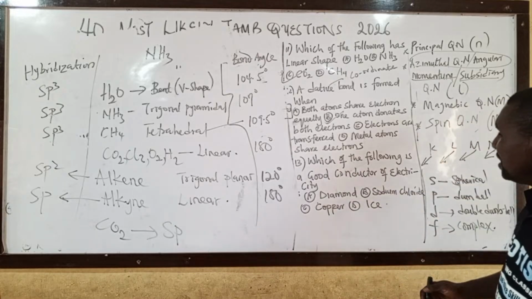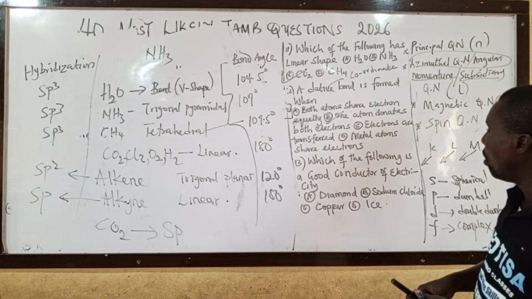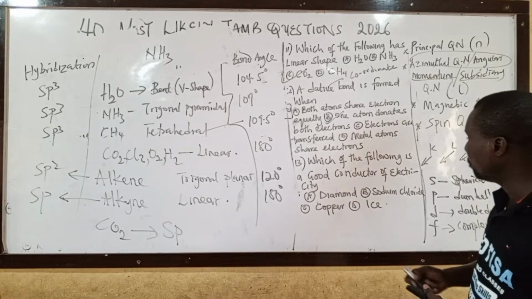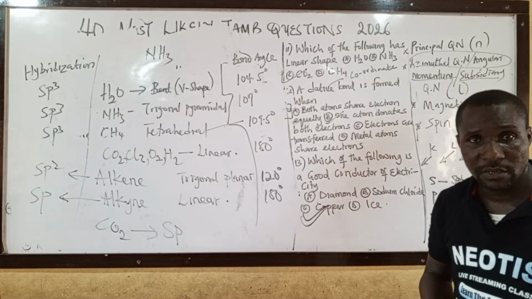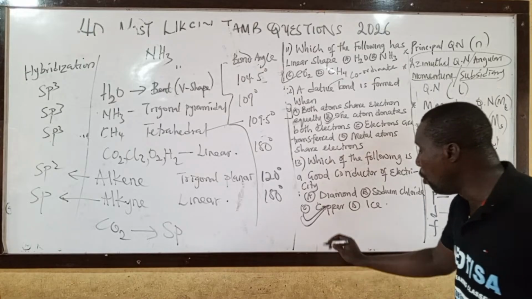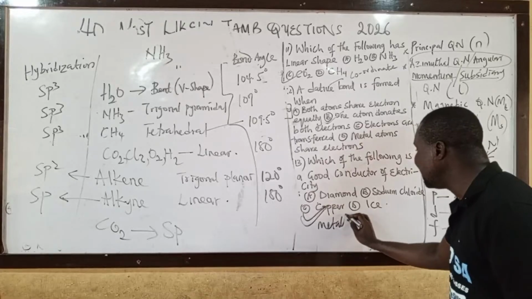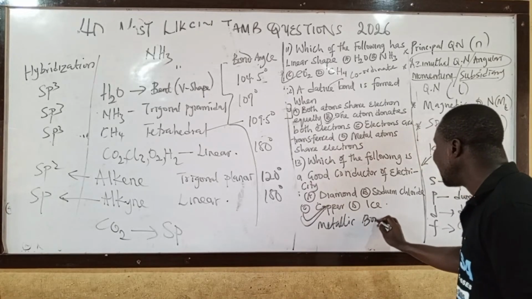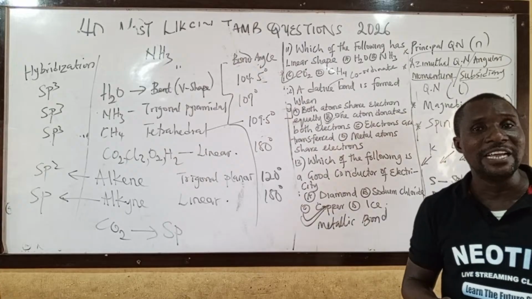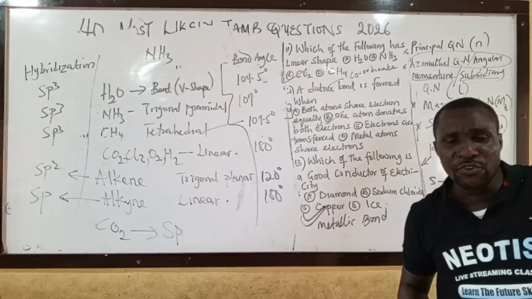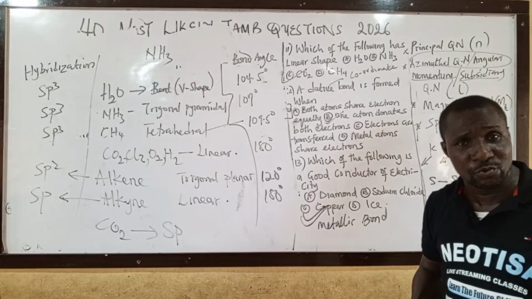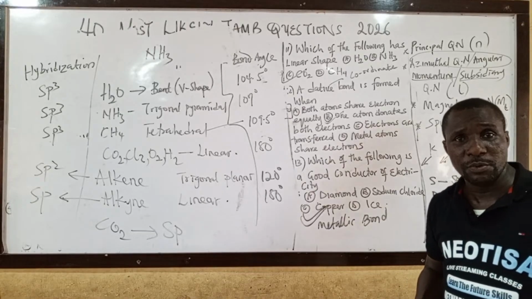Which of the following is a good conductor of electricity? The answer is copper. Why? Because it's a metal. It exhibits metallic bond, and metallic bond occurs when there are free delocalized electrons. I've explained that in a video. We have all those videos. It will be posted.